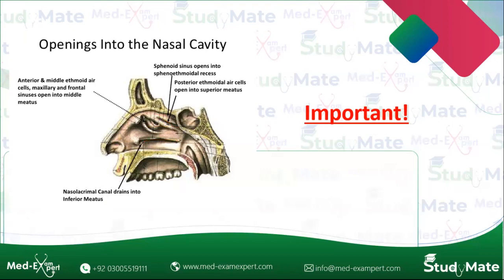All the anterior group of the paranasal sinuses, which include anterior and middle ethmoidal air cells, maxillary, and the frontal sinus, open into the middle meatus. Sphenoid sinus opens into the sphenoethmoidal recess. The posterior ethmoidal sinus opens into the superior meatus, whereas the nasolacrimal duct opens into the inferior meatus.